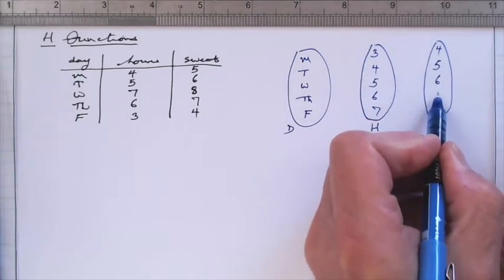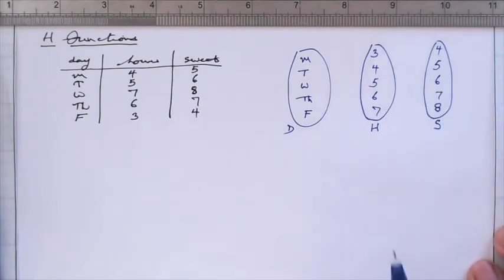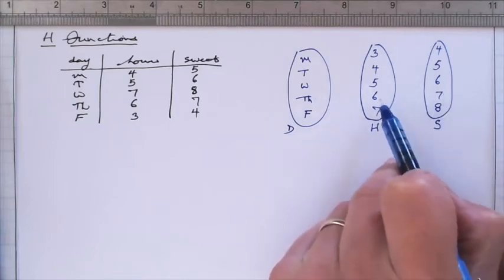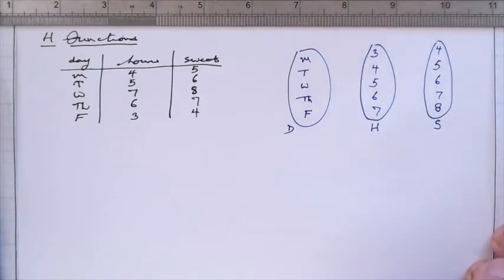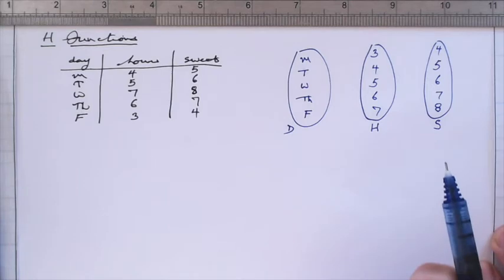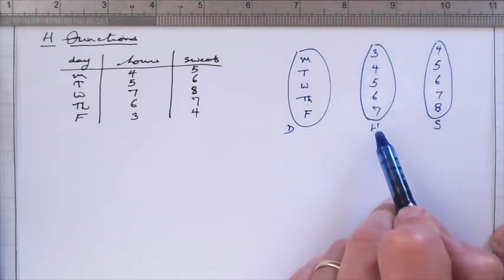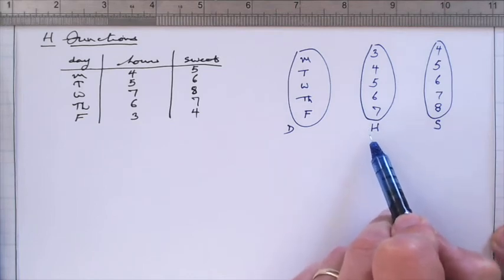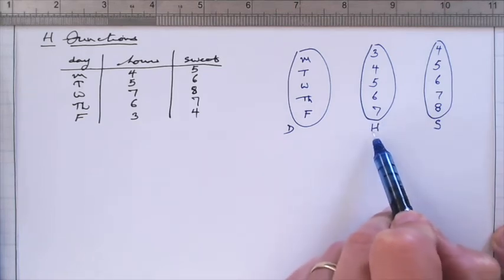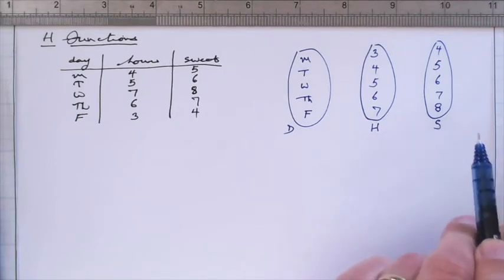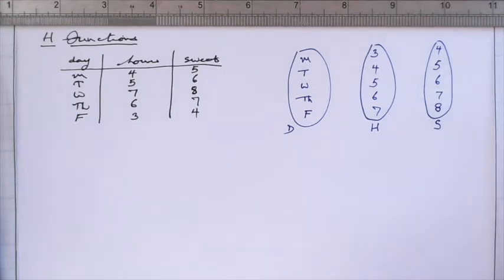Now you see that the objects that are elements of these two sets, H and S, are just whole numbers. But we're not calling it the set of whole numbers. It's over a restricted range of the whole numbers. I'm calling this set capital H, which stands for hours, and I'm calling this set capital S, which stands for sweets. And the point I want to make is that there are two different functions here.